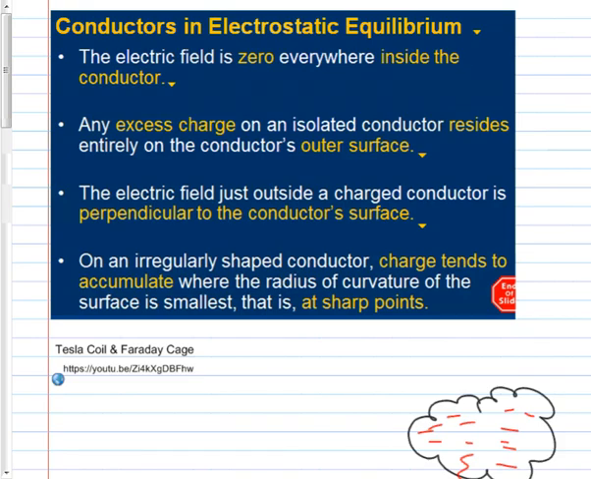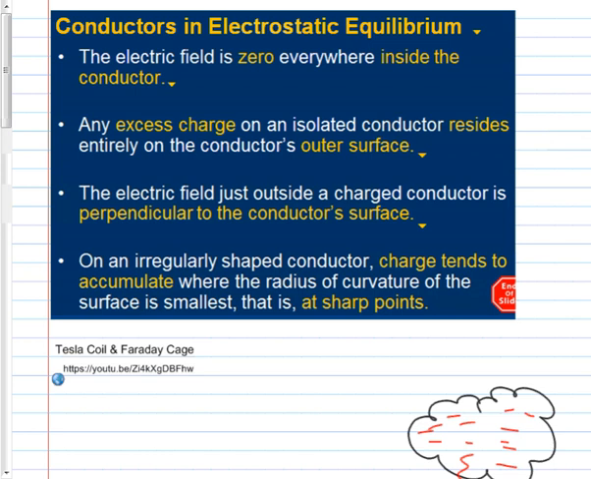Conductors in electrostatic equilibrium: the electric field is 0 everywhere inside a conductor. So if you have a metal bar that has been charged, and it's isolated, hanging from a thread that's not conducting, the net charges all reside on the surface. If you could crawl inside that bar, it is neutral. You have the same number of positives and negatives inside it. It's on the surface that those excess charges are going to be residing. Any excess charge on an isolated conductor resides entirely on the conductor's outer surface.